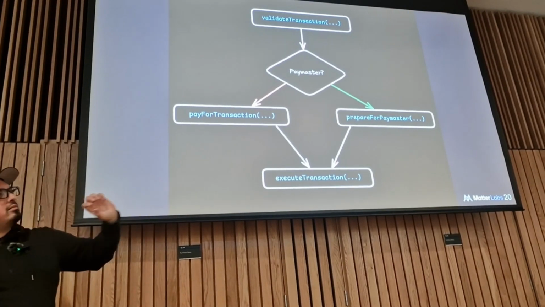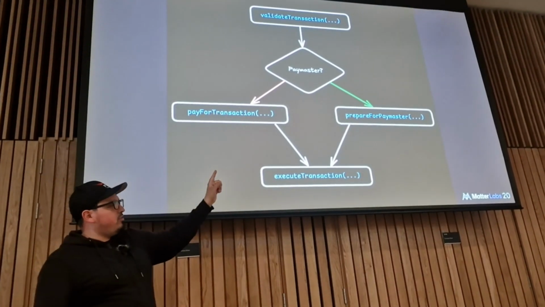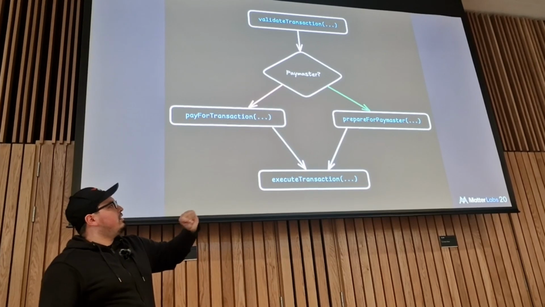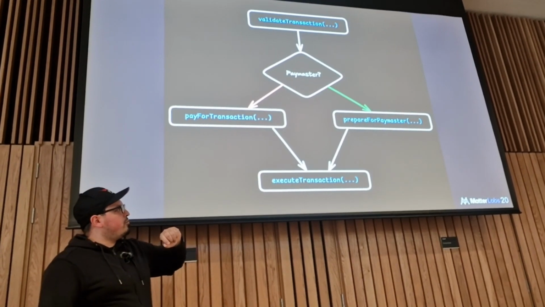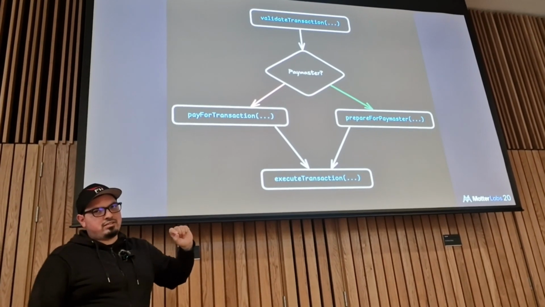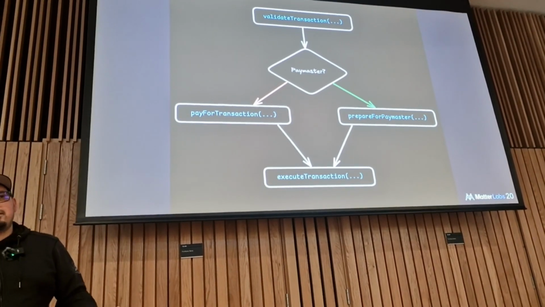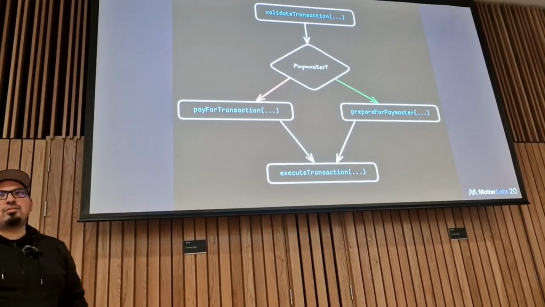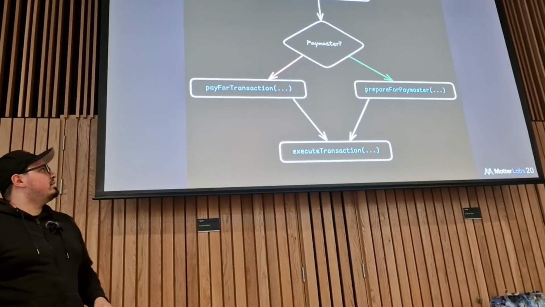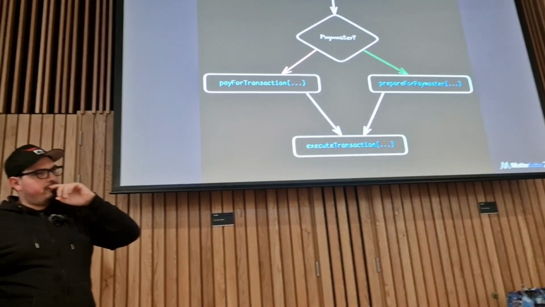So that's a paymaster. And then if you have a paymaster set up for this transaction, you will call prepare for paymaster and then finally execute the transaction. If there was no paymaster and you need the user who submitted that transaction to pay for it, then you just call pay for transaction.